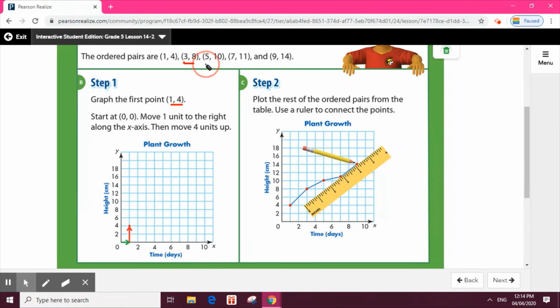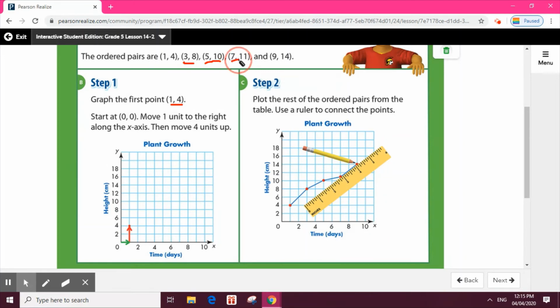Next, third point, we have 5, 10. From 0, move 5 units to the right. 1, 2, 3, 4, 5. And 10 units upward. 1, 2, 3, 4, 5, 6, 7, 8, 9, 10. So this is the third point.